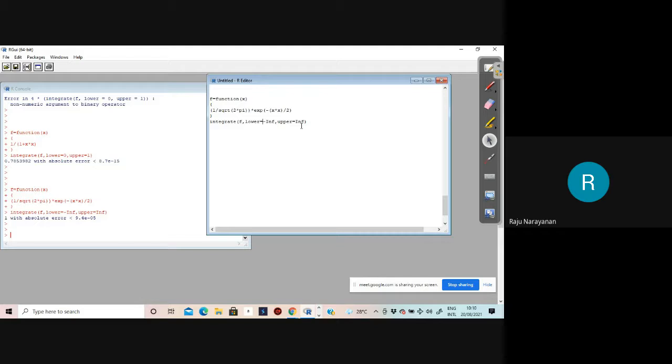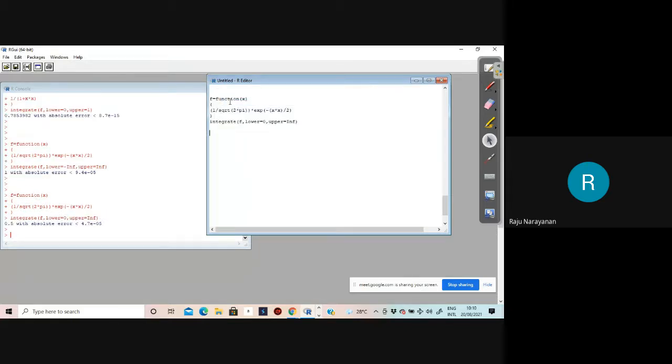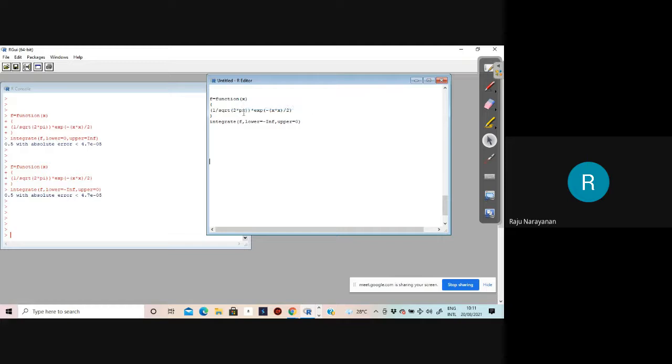Okay. Suppose lower limit is 0 and upper limit is infinity, you should get 0.5. If lower limit is minus infinity and upper limit is 0, then also you should get 0.5, because it's a symmetric function with respect to the y-axis.